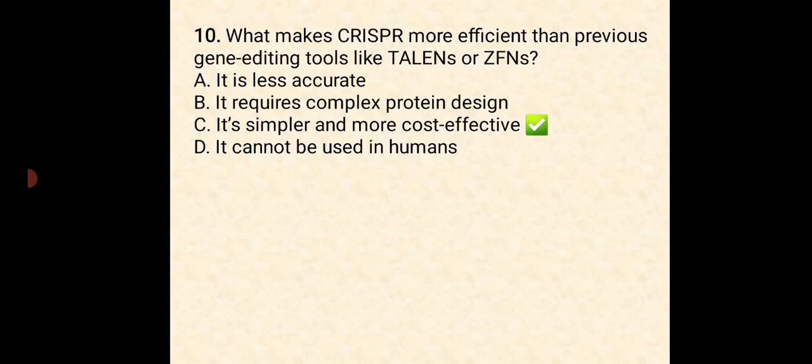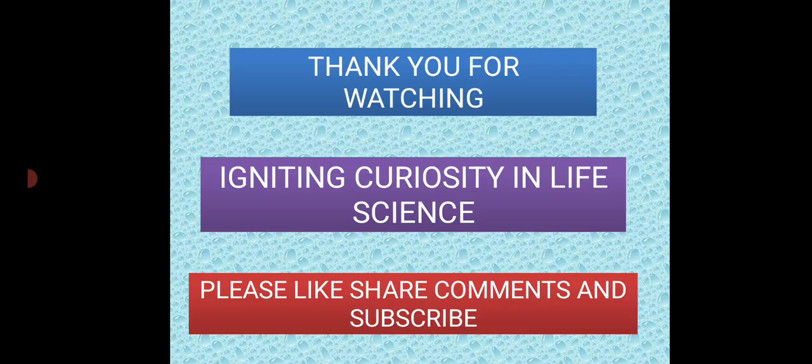And the last question, what makes CRISPR more efficient than previous gene editing tools like TALENs or ZFNs? It is less accurate, it requires a complex protein designer, it's simple and more cost effective, it cannot be used in humans. The answer is it's simple and more cost effective. Okay, so these are all some MCQs regarding this topic. So that much about today's brief note on CRISPR Cas9.